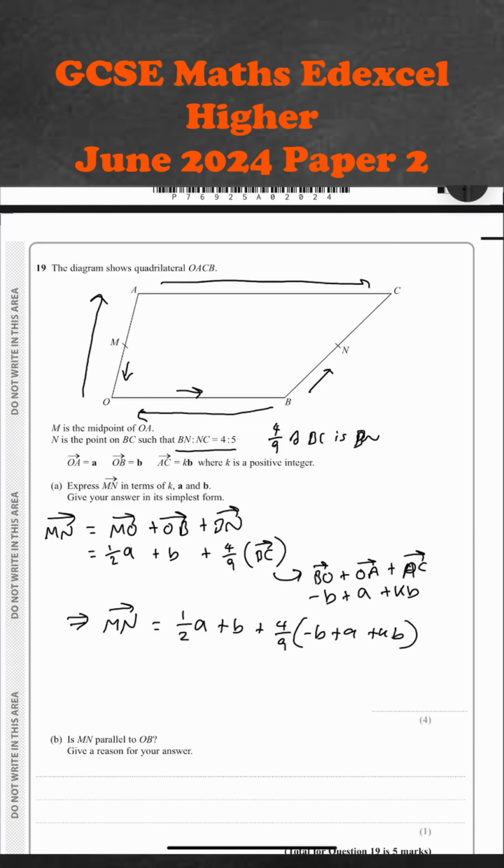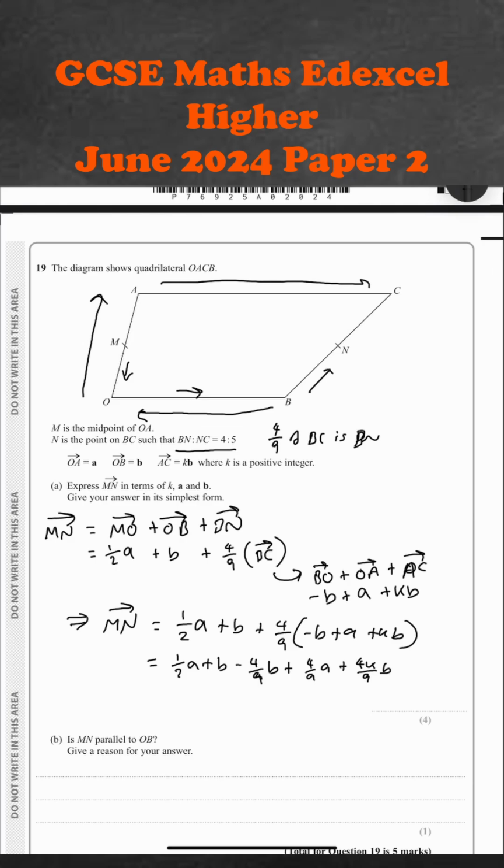Of course, they want us to give this in its simplest form, so we're going to say this is a half A plus B minus 4/9 B plus 4/9 A plus 4K over 9B.